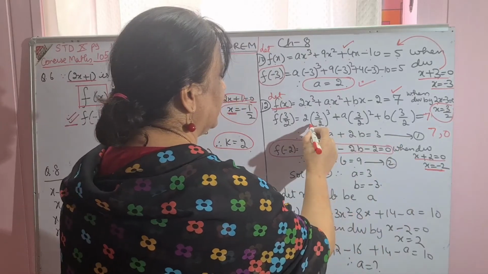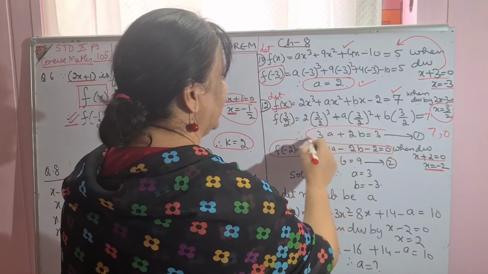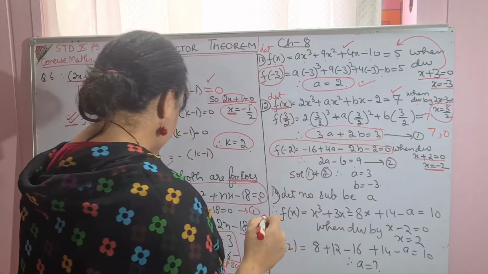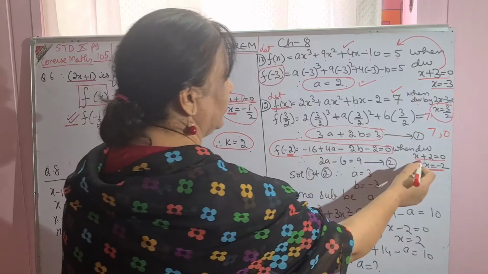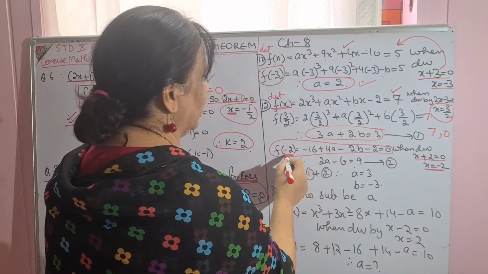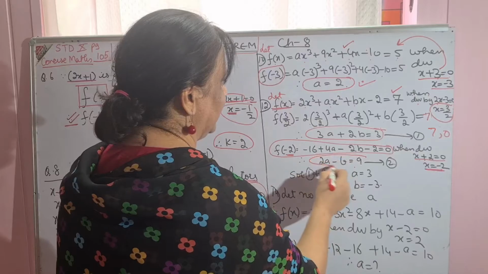See, after substituting the value of x, I got the equation 3a plus 2b is equal to 3. And after substituting the value of x the second time, that is f(minus 2), when it was divided by x plus 2 is equal to 0, I got the equation 2a minus b is equal to 9.